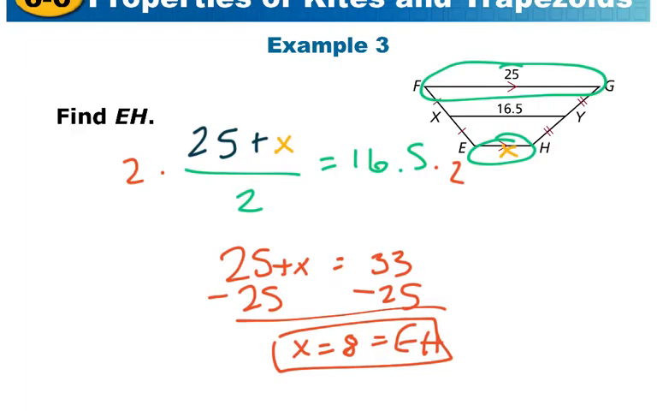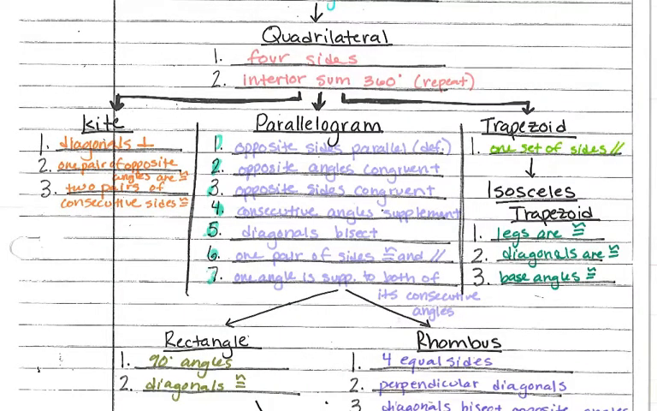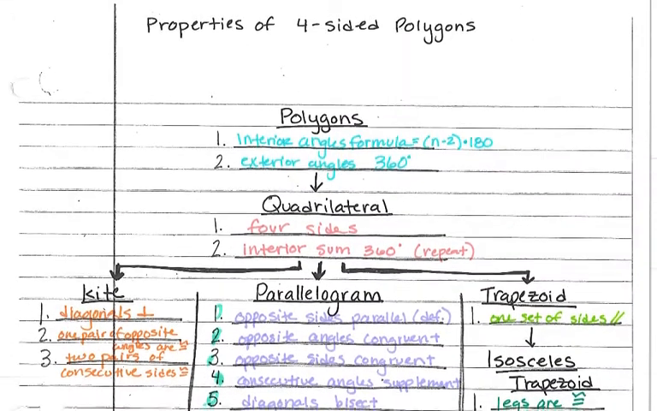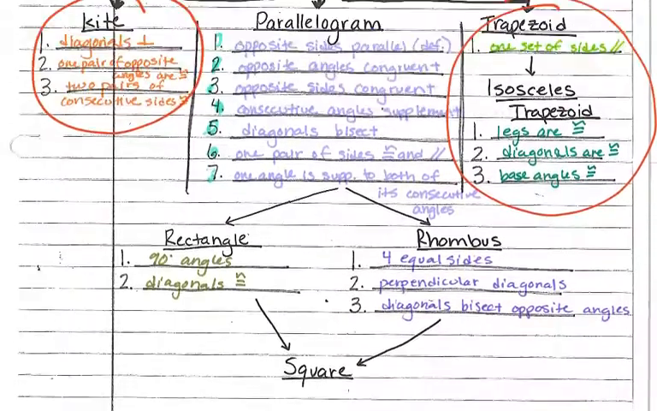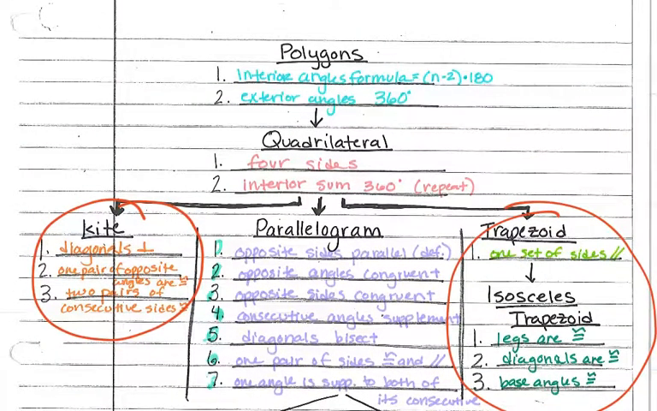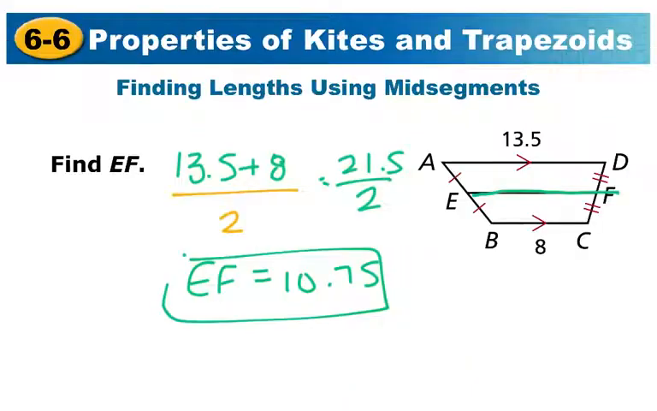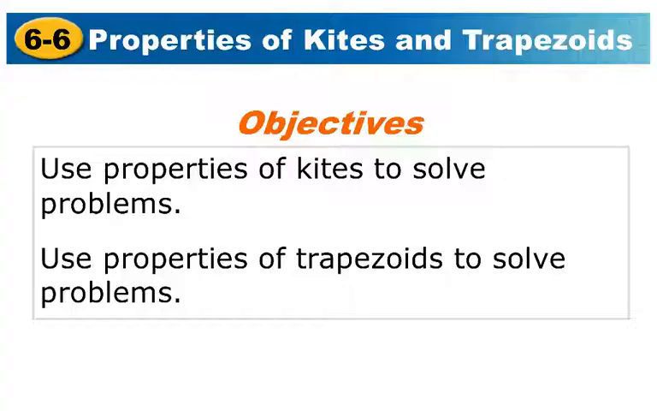So that's the idea. This last page again was our properties of four-sided polygons. So we've got trapezoids, which was today, isosceles trapezoids, as well as kites. So those were all filled in today. So this entire sheet should potentially be something that you can use as a reference now, because we've gone through each of the pieces. So again, that was our 6-6 notes on kites and trapezoids.